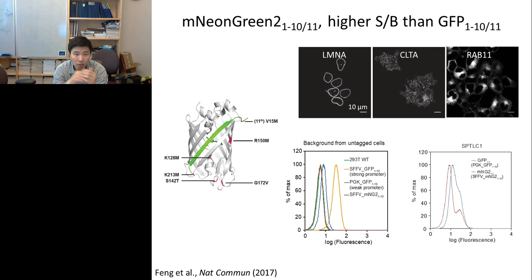Well, now we can do very efficient knock-in for a green color fluorescent protein. mNeonGreen is slightly redshifted compared to GFP, but it's essentially still green colored. It would be nice to have a second color so that we can do double knock-in and we can see protein-protein interactions or relative positions of different proteins.